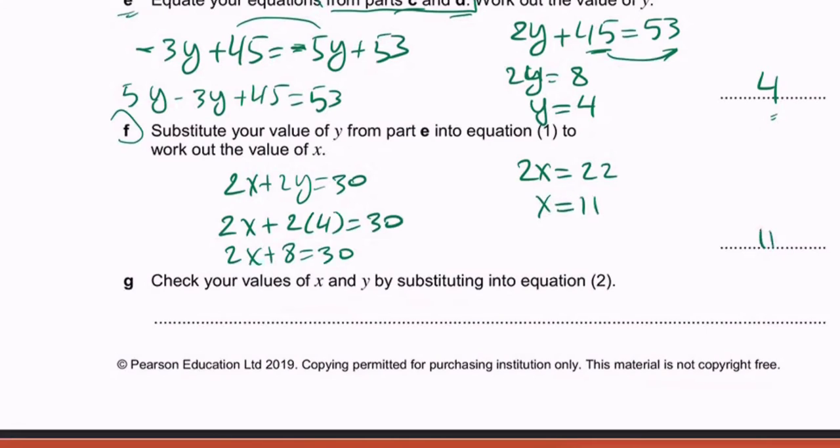So now the point 11 and 4, x and y, is the intersection point of both lines, meaning that this is the solution of the simultaneous equations. Check your values of x and y by substituting into equation 2. Why?